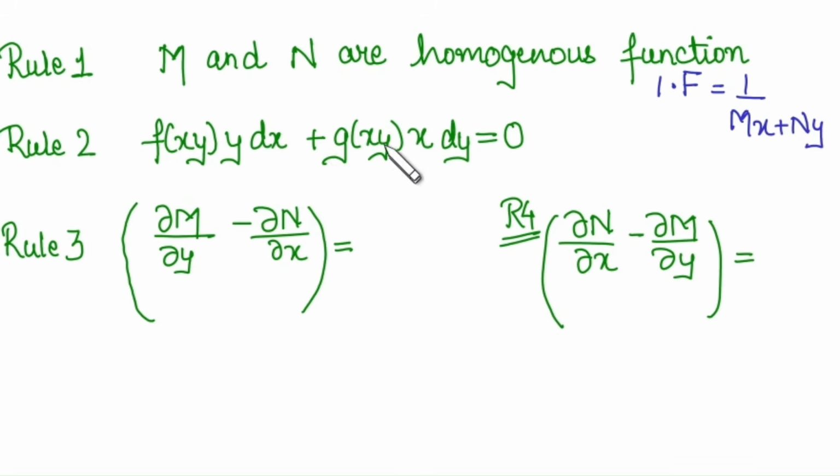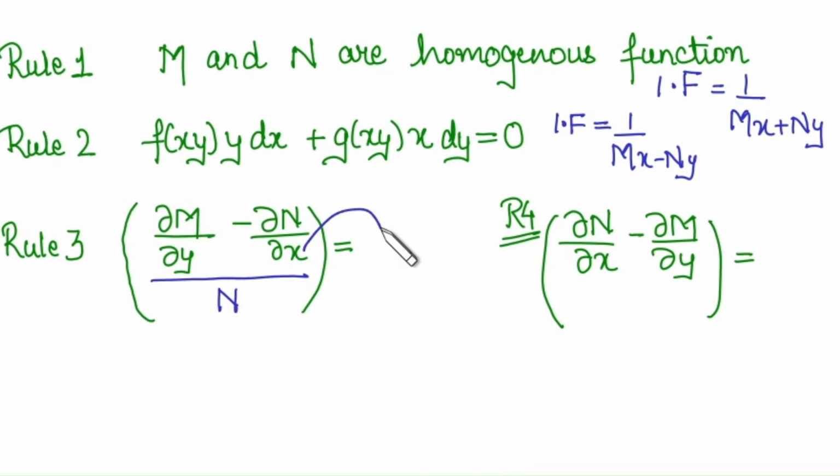Whereas if we can rewrite that differential equation in this form, it comes under the part of rule 2, and in this case the integrating factor is calculated as 1 upon Mx minus Ny. In the third and fourth rule, we are taking the difference of the exactness condition, and if we take the difference in this way and divide by N and it results in a function of x only, then the integrating factor in this case is equal to e raised to power integration of this function with respect to x.